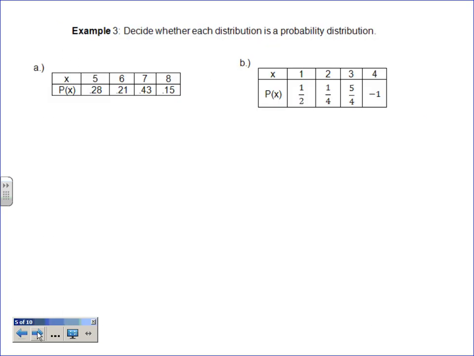So do you believe that these are probability distributions based on the rules? How about letter A? Your random variable x could be a 5, a 6, a 7, or an 8. Do we know what this is? No, but we know it could be a 5, a 6, a 7, or an 8. We got 0.28, 0.21, 0.43, and 0.15. Are those all between 0 and 1? We're good on that fact. But I do believe if we add them up, we get 1.07.